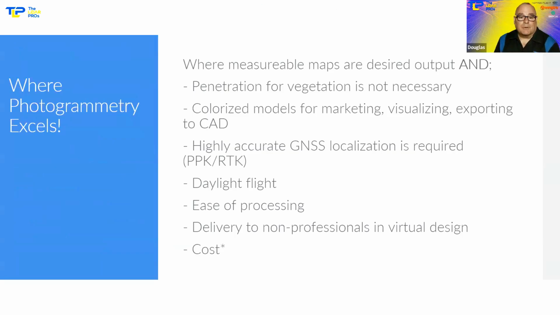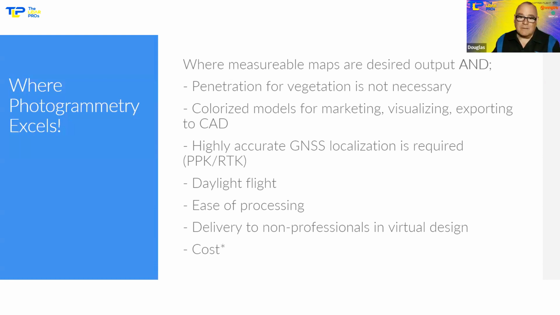So where is photogrammetry ideal? Photogrammetry is ideal where we don't have to penetrate vegetation, anytime that we don't need to get a perfect dirt model. They're great for colorized models for marketing and visualizing, and even exports into CAD. We can extract surfaces from photogrammetry and drop straight into Revit or other CAD tool that we might have. If we need high localization, where we get deep precision on the ground, getting down to sub-centimeter levels, we can do this. All of our photogrammetry models out there, even with low resolution cameras, will generally get us into the 1 to 2 centimeters per pixel region.